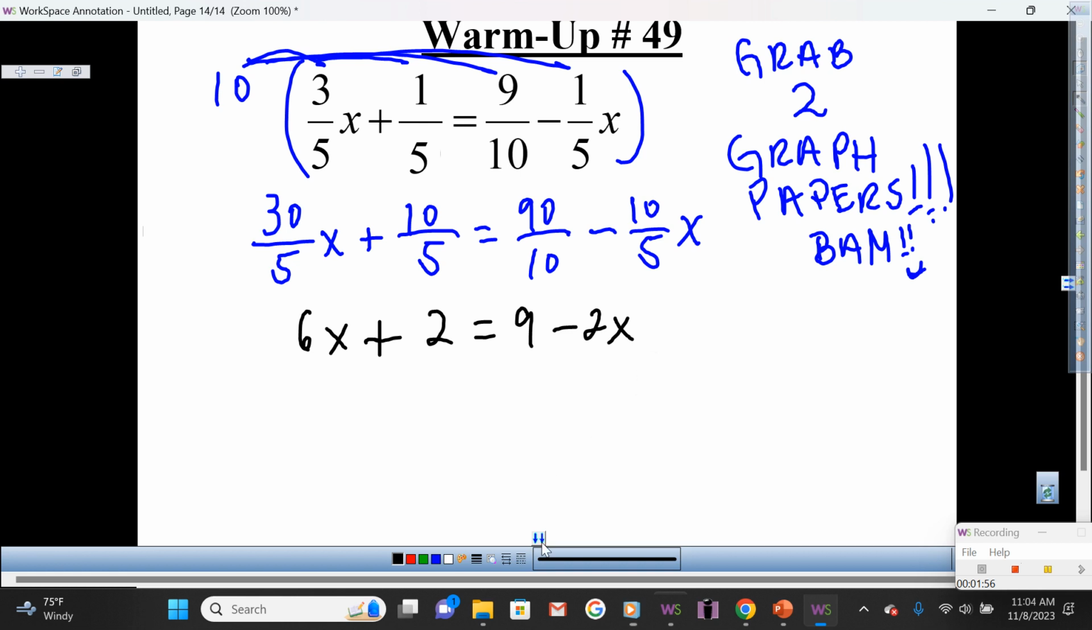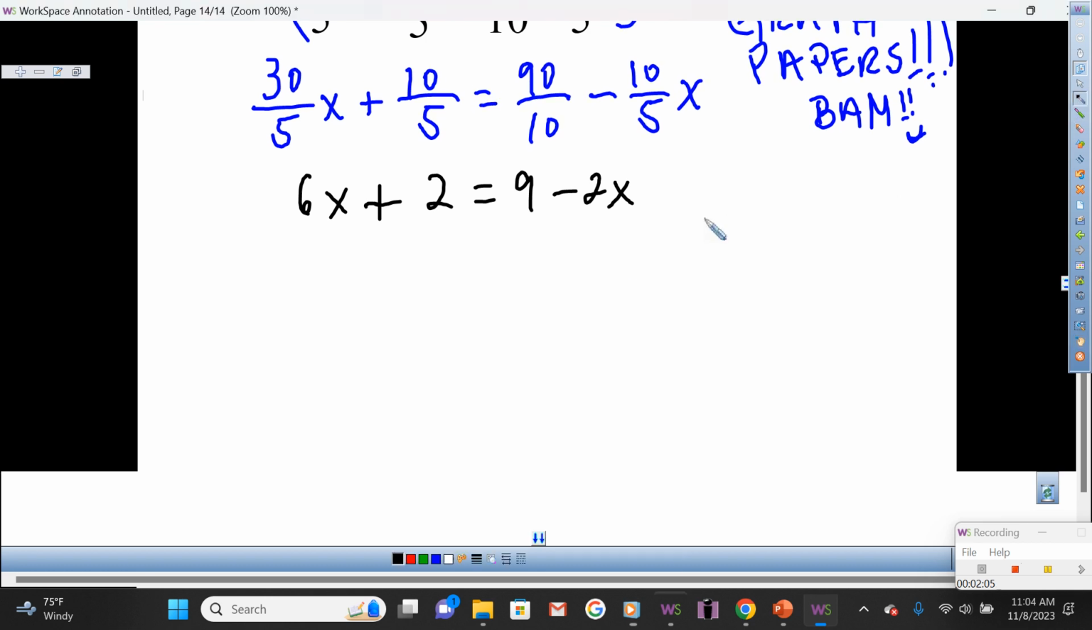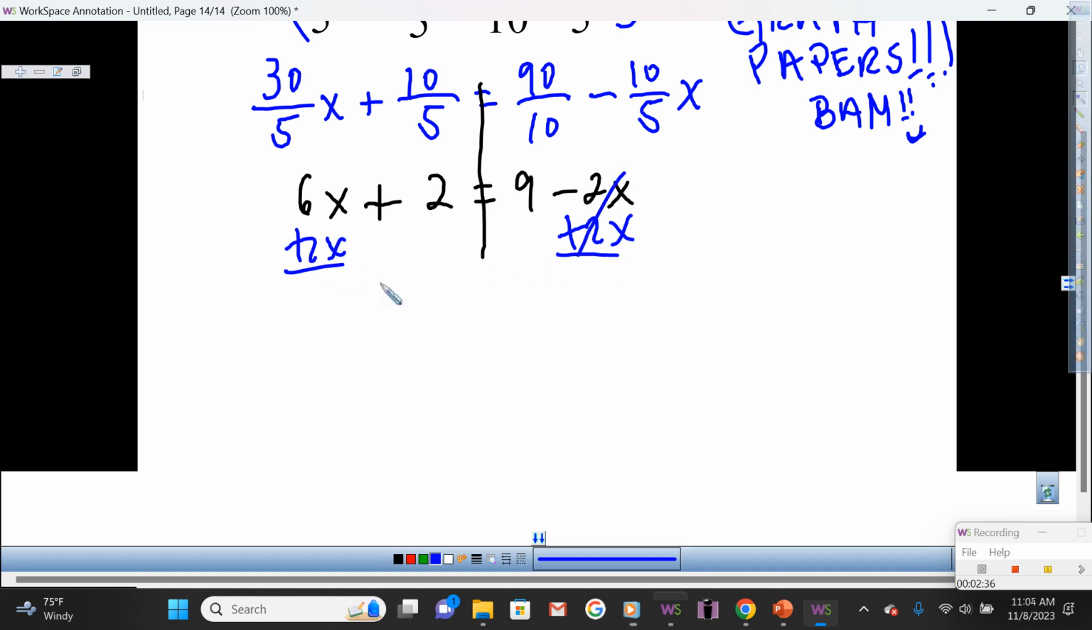So far, so good? Yes, Mr. Q. All right. So, from there, what do I do from there? Tell your neighbor before Martin enlightens us. What do I do from there? All right, Martin, what do I do from there? You add 2x. All right, so add 2x to all sides. That leaves us with 8x plus 2 equals 9.